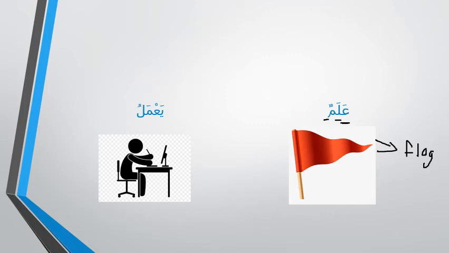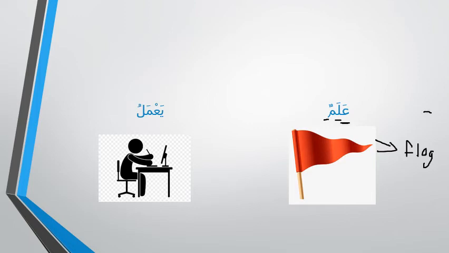What does flag mean in Arabic and how do we read it? This is A, La, Mun. Alamun. Now, so let's discover what's this. This is a short sound of letter A. Let's repeat the form and the short sound.